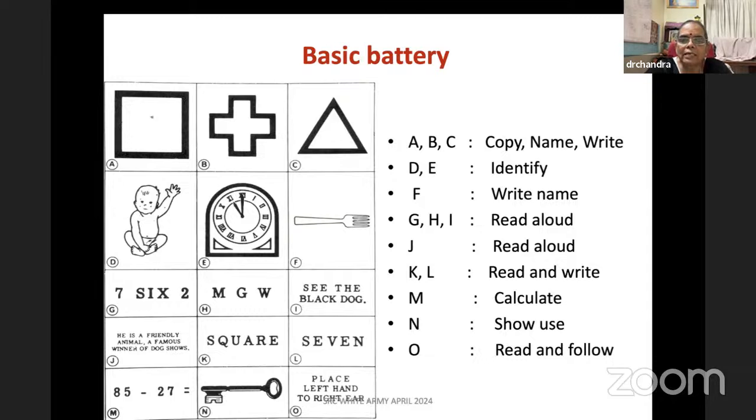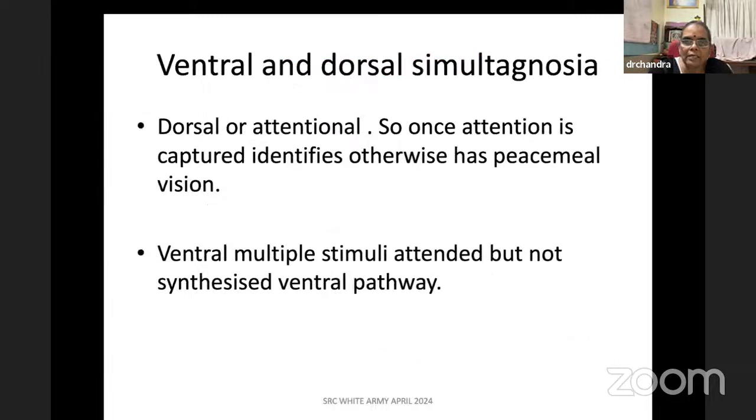F is to write the name. And the next is to read aloud. And next, read and write. Calculate, show the use, read and follow. So this is a comprehensive checklist battery which has normative data.